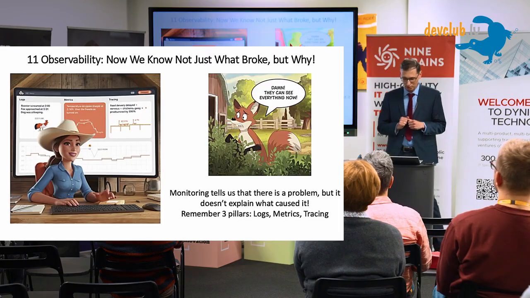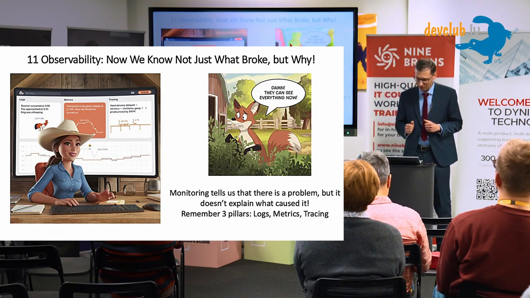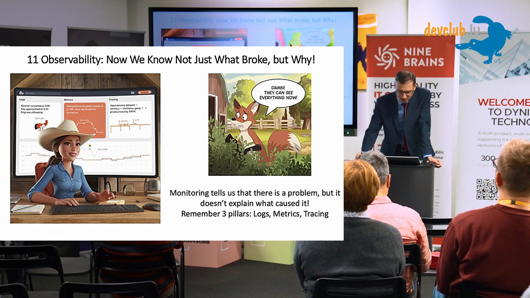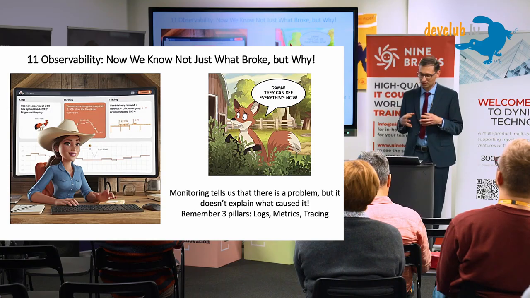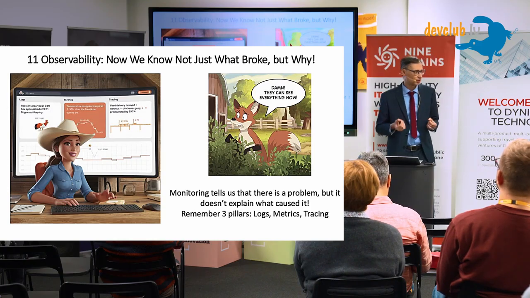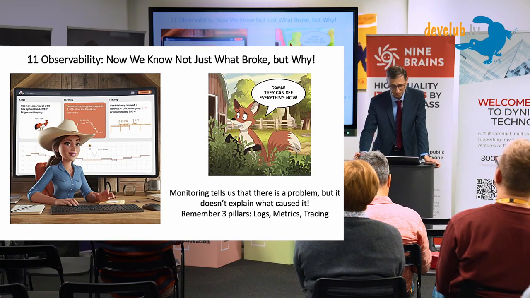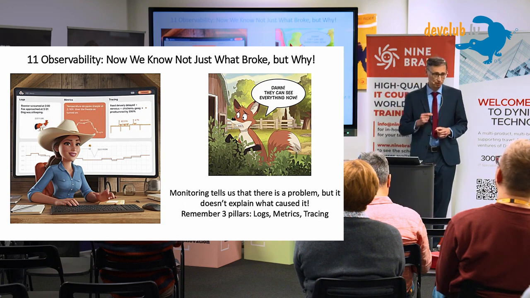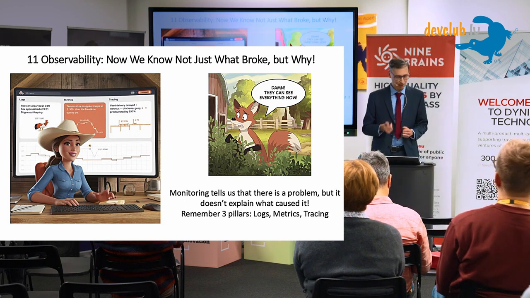So Jennifer could not stop. She decided to move forward and set up detailed logs, metrics, and tracing to understand not just what's failing on the farm, but why. So, as you know, monitoring tells us that there is a problem, but doesn't tell us where the problem is or explain what caused it. So Jennifer implements a three-pillar observability: logs, metrics, and tracing.